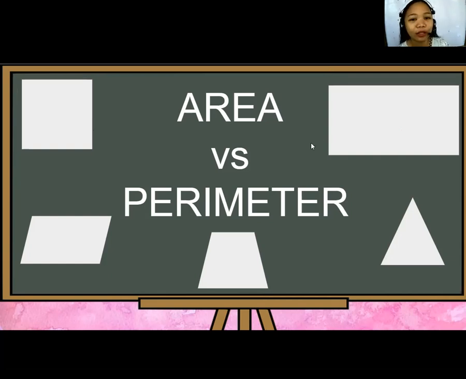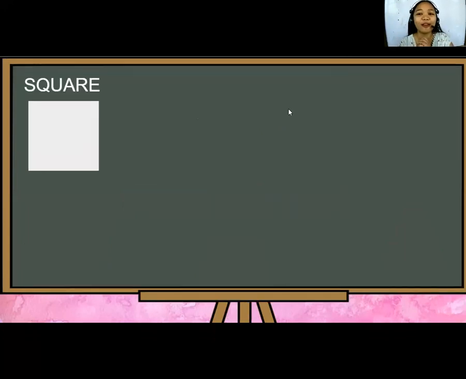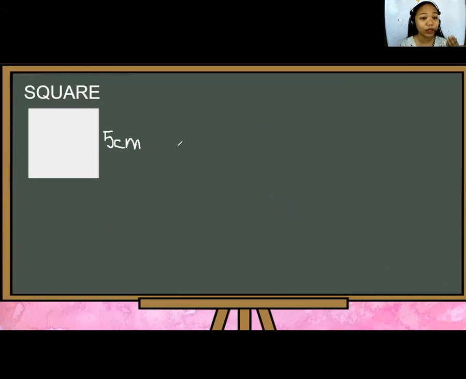And today we are going to learn how to find the perimeter of a square, a rectangle, a parallelogram, a trapezoid, and a triangle. Okay, let's start with square. A square is a four-sided polygon. It's a quadrilateral. It is composed of four equal sides. Therefore, if this side is equal to 5 centimeters, all of the other sides are also equal to 5 centimeters.